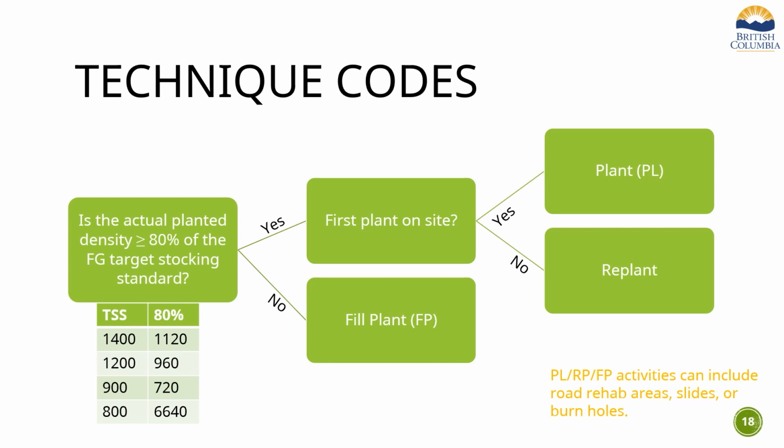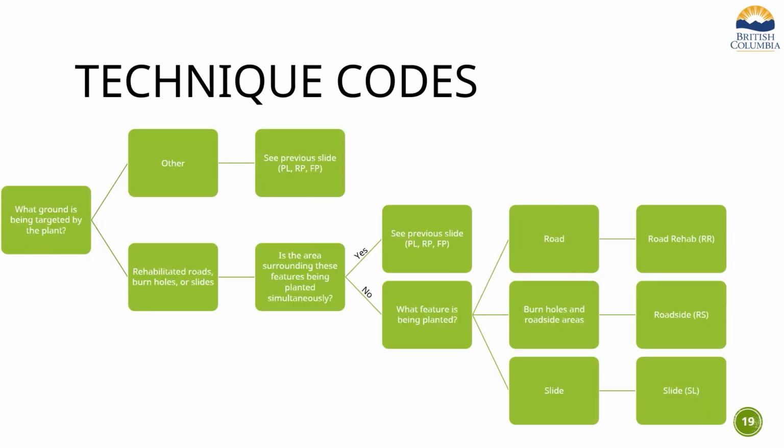This flow diagram will help determine which planting technique applies. Now, sometimes you're just planting the rehabilitated road or burn hole area, but not the surrounding area. In that situation, the codes may be different.